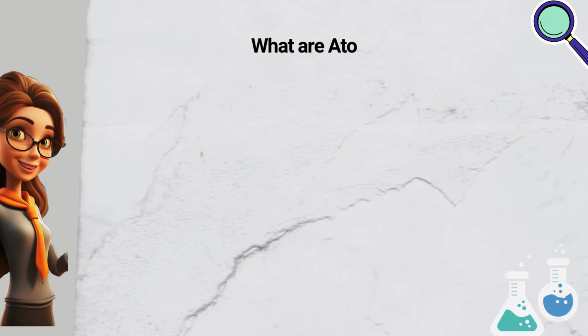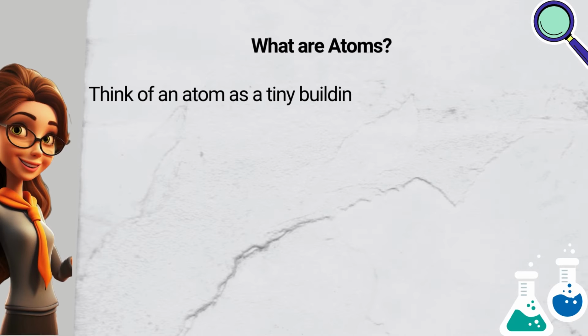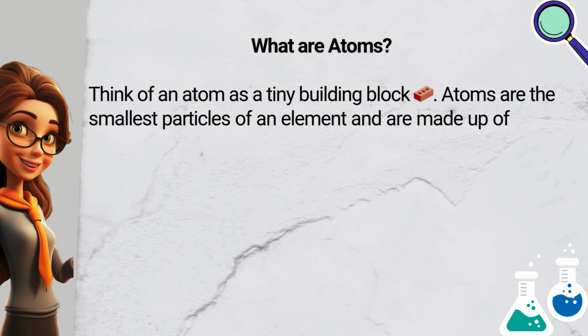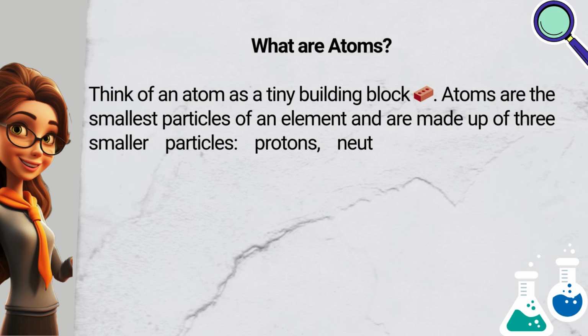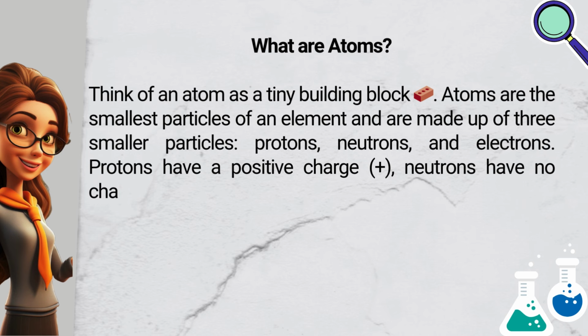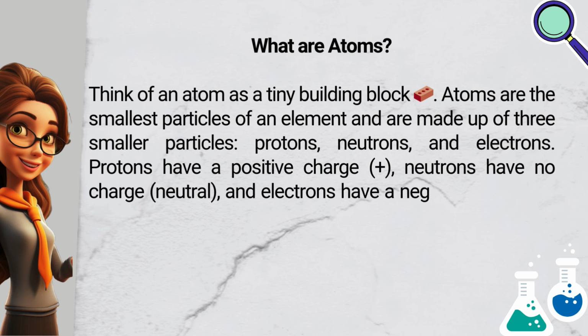What are atoms? Think of an atom as a tiny building block. Atoms are the smallest particles of an element and are made up of three smaller particles: protons, neutrons, and electrons. Protons have a positive charge, plus, neutrons have no charge, neutral, and electrons have a negative charge.